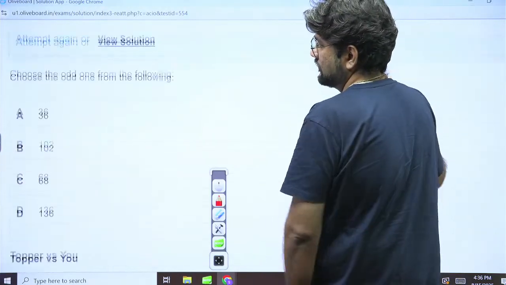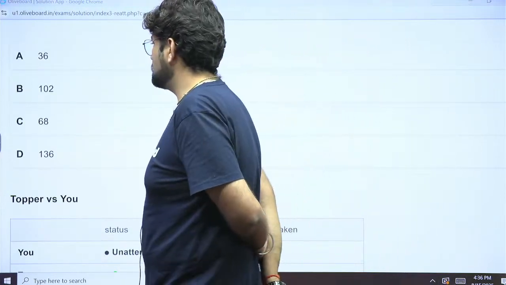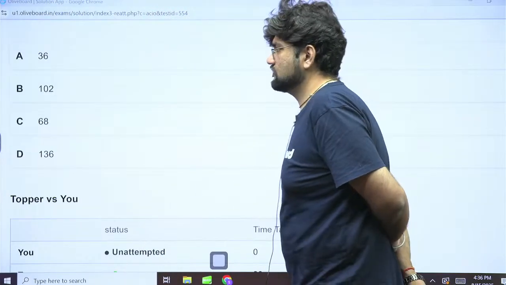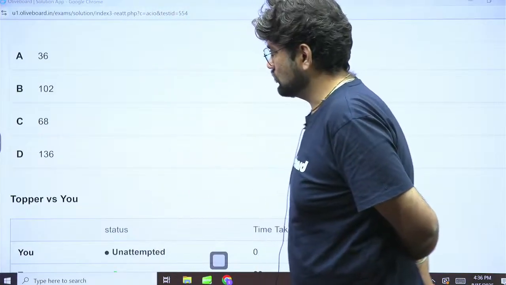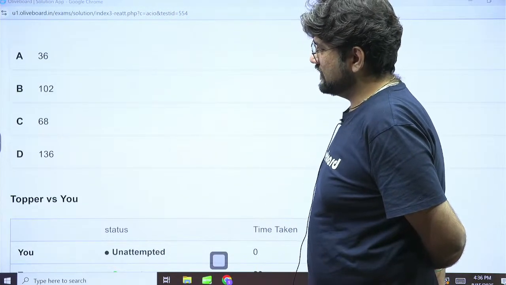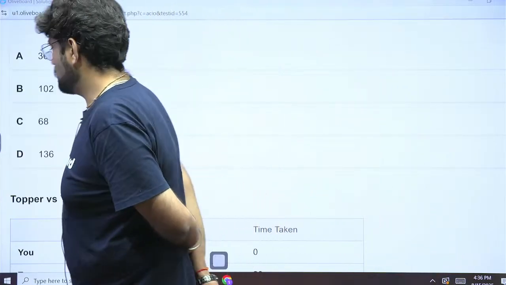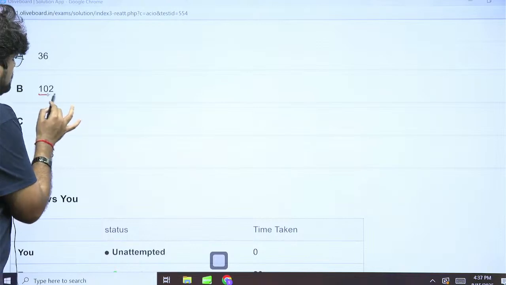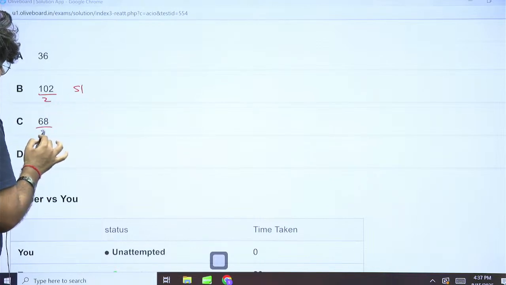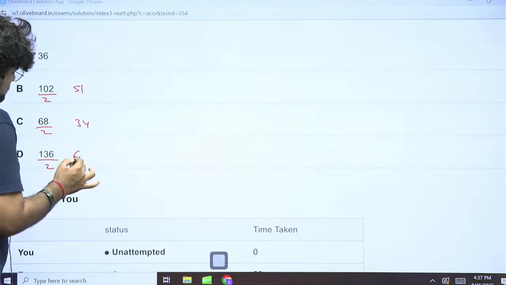The odd one from the following. 36, 102, 68, 136. Okay, that's strange. Are they multiples of each other anywhere? I don't think so. They're all even numbers. Any perfect squares? Only one perfect square, so that cannot be the answer. I mean, that is not the right way to think. Think about something else. Okay. So 36, 102, 68, 136. If I just divide this by 2, what do you get? 18, 51, 34, 68.